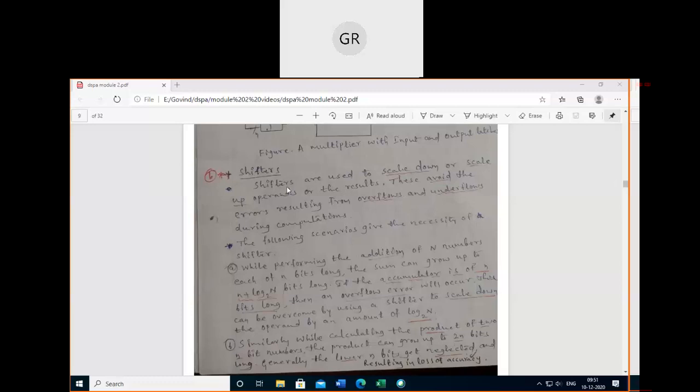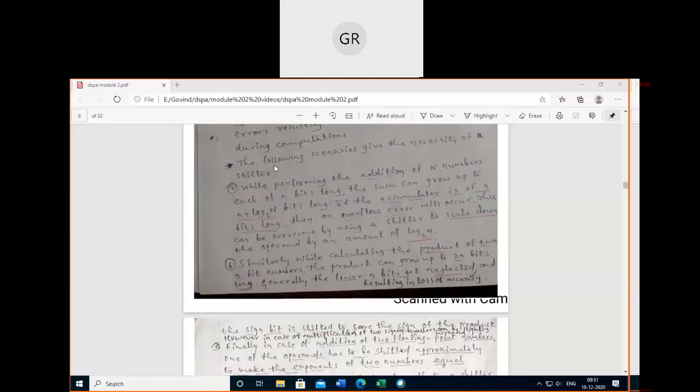What is the use of shifters? The shifters can do the scale down or scale up. Scale down means we can divide the particular value by some value. Scale up means increase the size of the value. It means scale up is multiplying by some scaling factor. Next, the following scenarios give the necessity of a shifter.